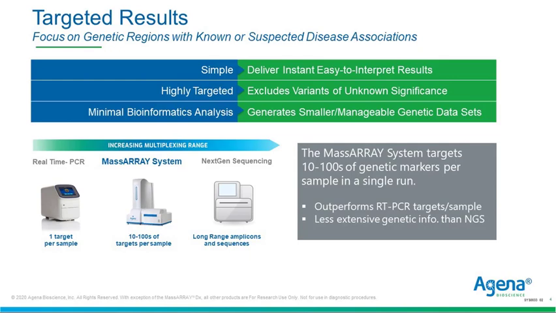The beautiful thing about this platform is that you don't have variants of unknown significance. You only look for what you're interested in. And as you could see from Dave Kisor's presentation, you can look at assays that have an effect on metabolism or on clearance of a drug, for instance.